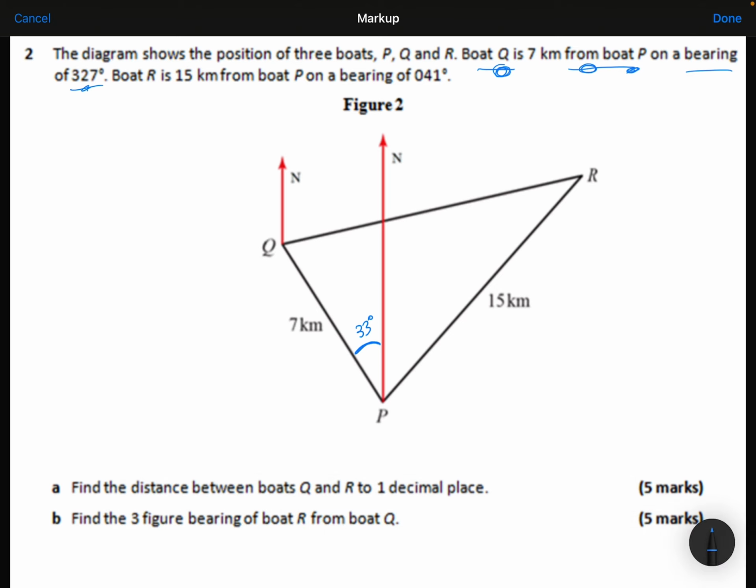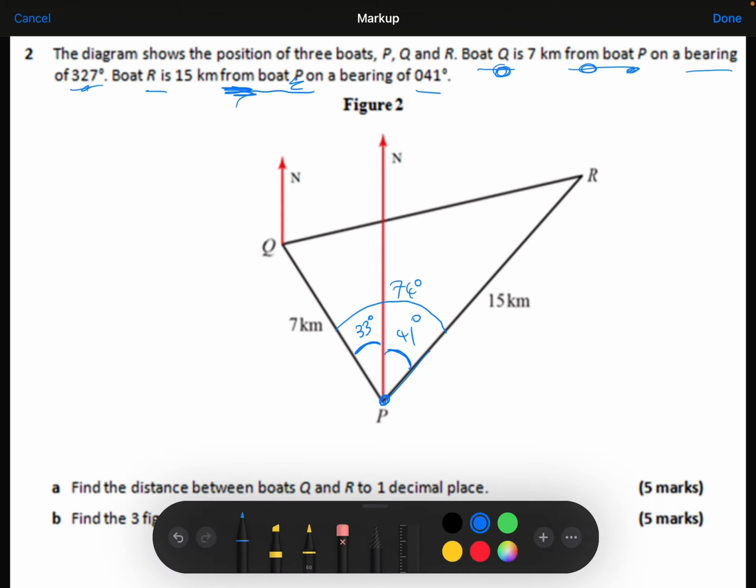Right, we're also told that R is 15 kilometres from boat P on a bearing of 41. So again, it's from boat P. Starting at boat P, R, that's this bearing here, this is 41. So I could say that the total angle between there is 74 degrees, just adding those two angles together if I need to. I'm not sure if I need to do that yet. We'll come back to that in a moment.